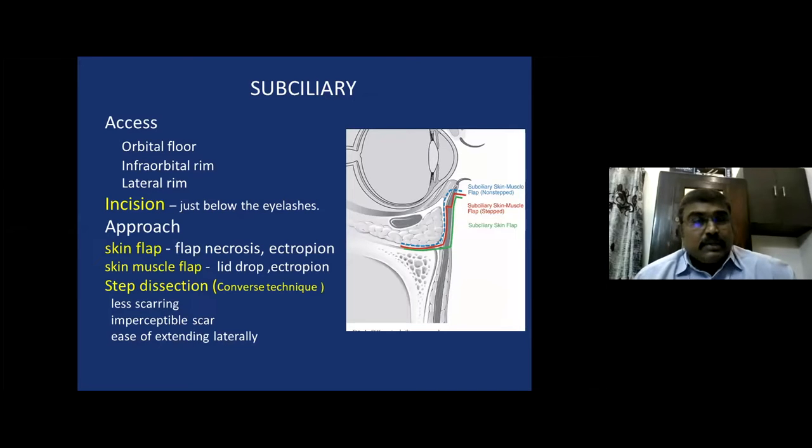Subciliary approach gives access to the orbital floor, infraorbital rim and lateral rim. The incision is usually placed just below the eyelashes. There are three approaches to subciliary incision. One is the skin only flap and another is the skin and muscle flap. Since these approaches are associated with a high rate of ectropion, around 6 to 8%, the preferred technique is the step dissection of Converse, which accounts for less scarring and a very good scar.